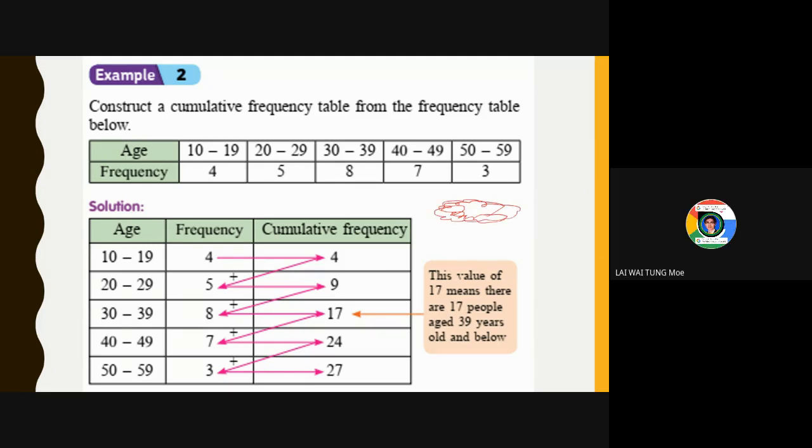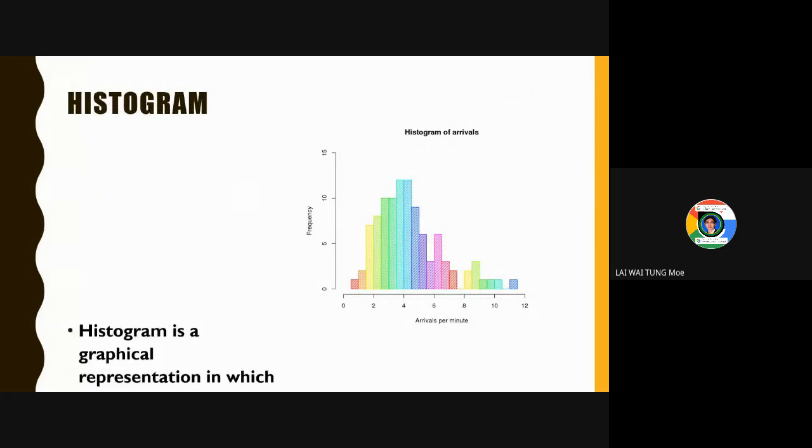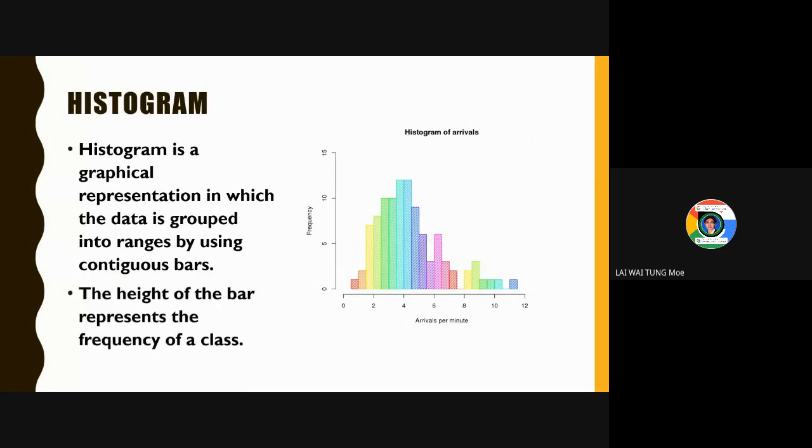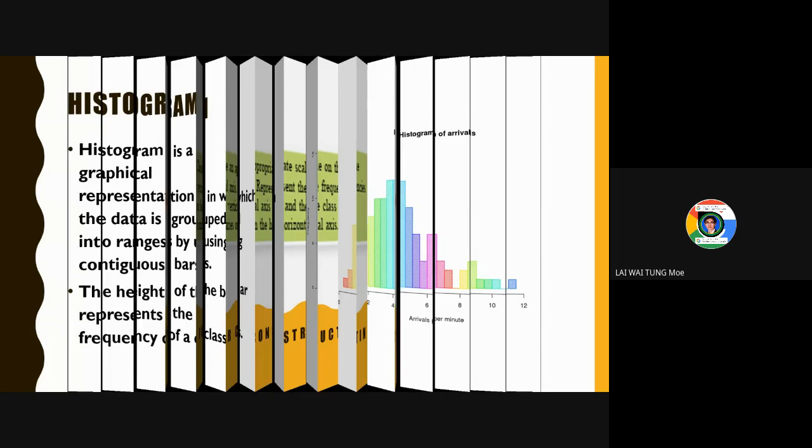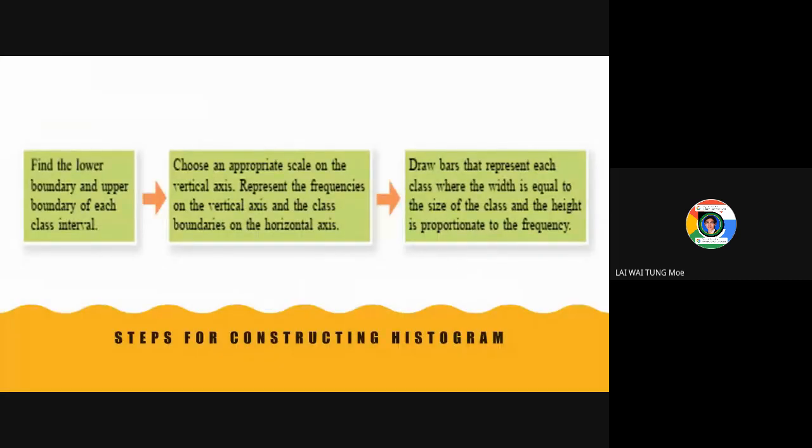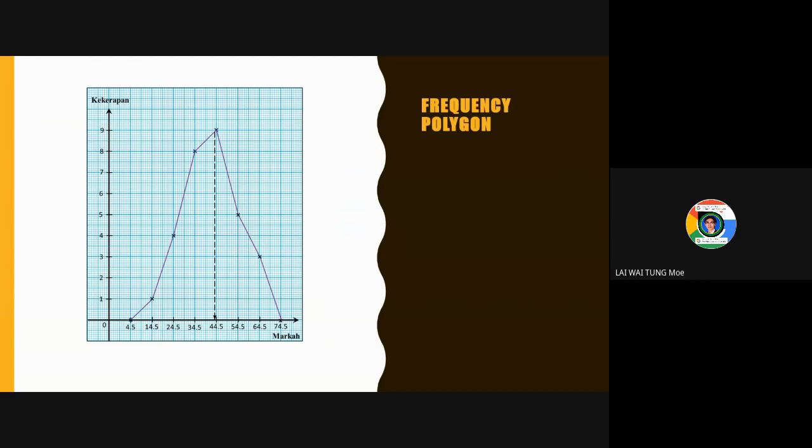All right, so this is the part we will use later when we construct the OGIF. And also this is the histogram, the height. This is just a definition. And this is the steps for constructing histogram. It's very easy. You just use the upper and lower boundary for the x-axis, and also the frequency for the y-axis. Okay, and this is the example of frequency polygon.